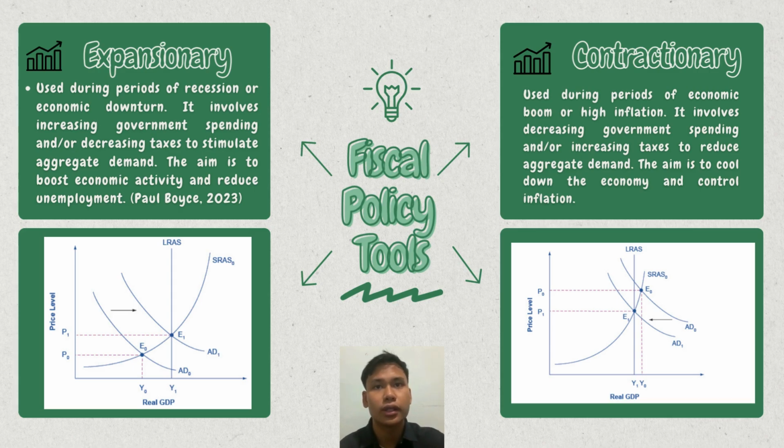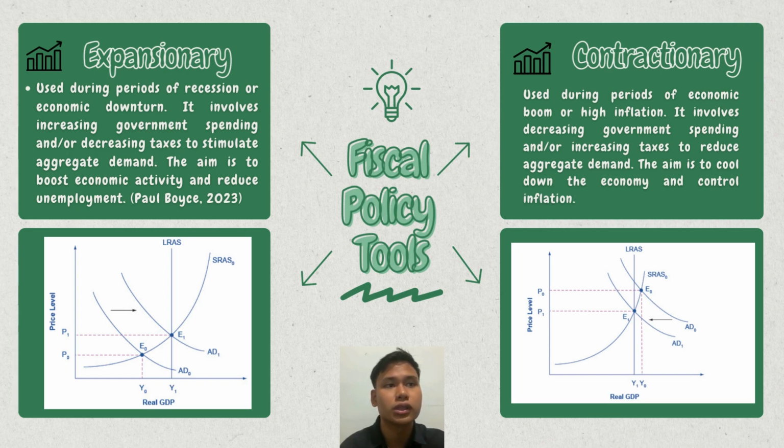The second one is contractionary. It is used during a period of economic boom or high inflation. It involves decreasing government spending and increasing taxes to reduce aggregate demand. So government spending decreases and taxes are increased, which means aggregate demand will decrease, and the output will also decrease. Next, I'm going to explain about the graph for the expansionary.